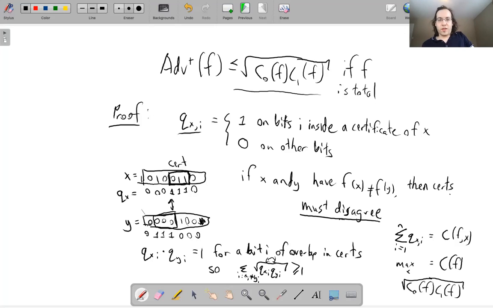Of course, that's a little bit smaller than C of f, because C of f is the maximum certificate size, the max of C0 and C1. So the max is a bit larger than the geometric mean. That's called the certificate barrier for the adversary bound. If your function has small certificates, you will never prove larger lower bounds than square root C0 C1 for a total function. It's one way to immediately know the positive adversary bound won't work.